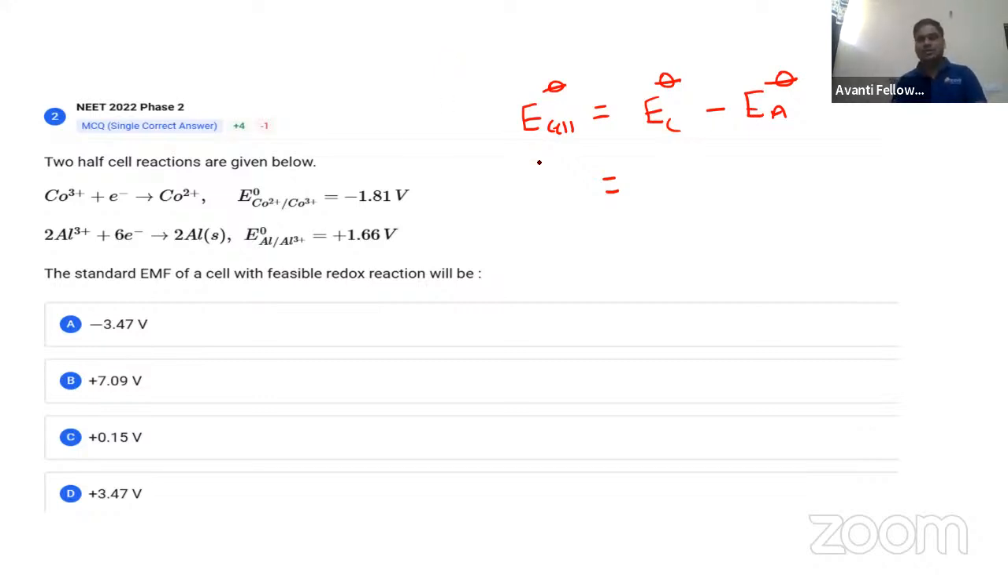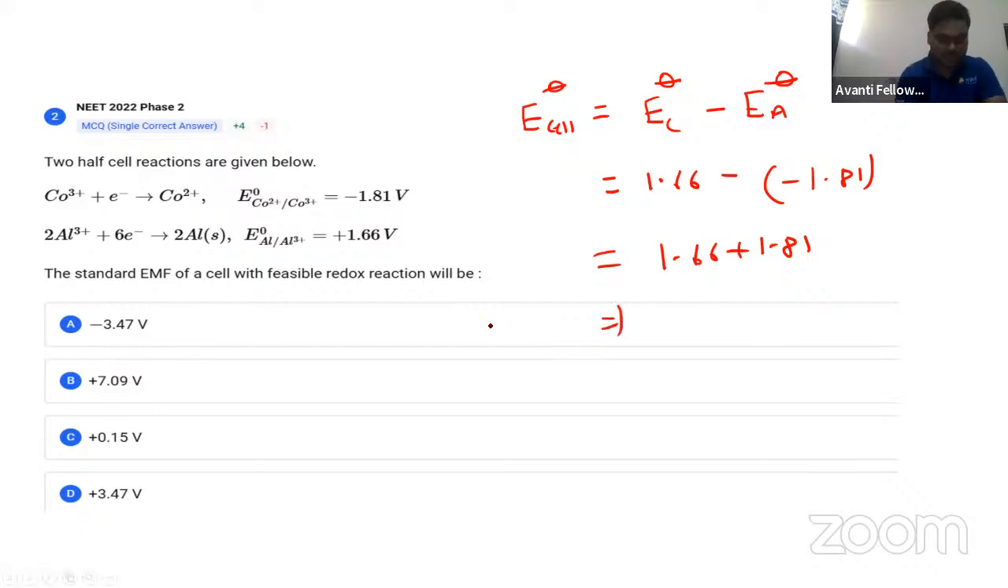Okay, let me check whether this option is correct or not. So cathode here is aluminium, right? Because their value is more. 1.66. Great. This is 1.66 minus 1.81. So the value becomes 1.66 plus 1.81. So what value comes out? Tell me quickly. The value comes out to be 3.47 volt. So which option is correct?